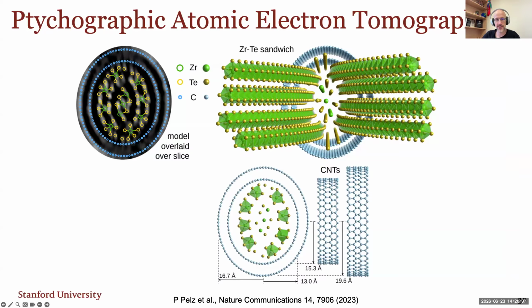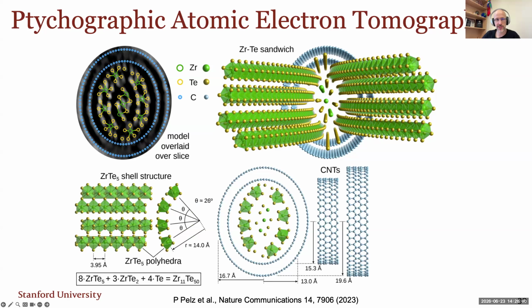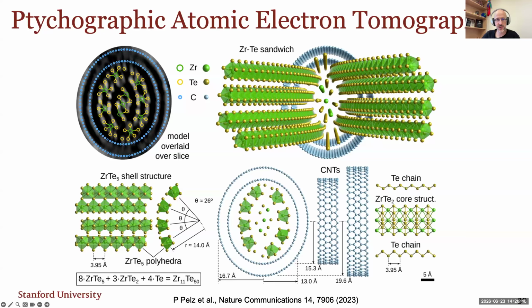This is a cross-section view showing the shell structure, which is the ZrTe5 units arranged in this sort of 90-degree arc. And then the core structure is ZrTe2, a new allotrope of ZrTe, but you could make ZrTe2, the structure that we found, by peeling off the outermost two tellurium atoms. And we also found isolated tellurium chains at the top and bottom of this structure. And tellurium is known to be able to form these one-dimensional chains.